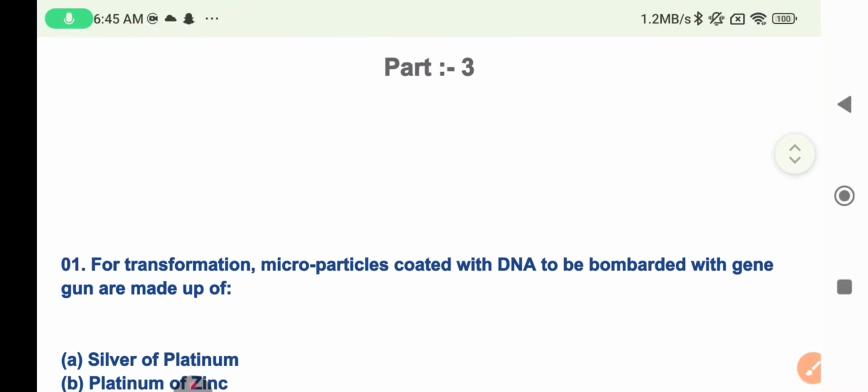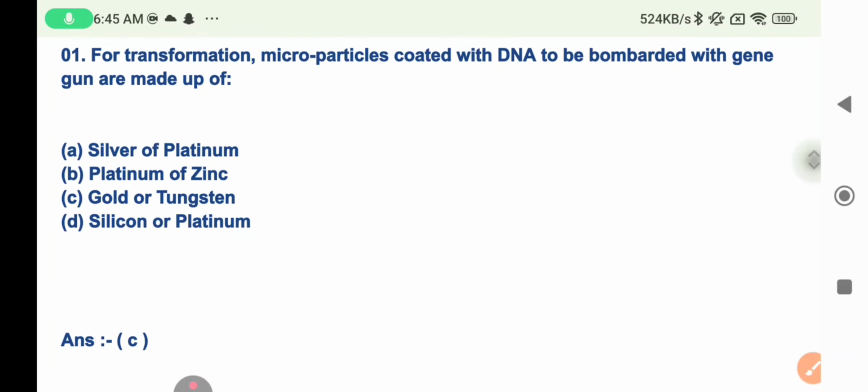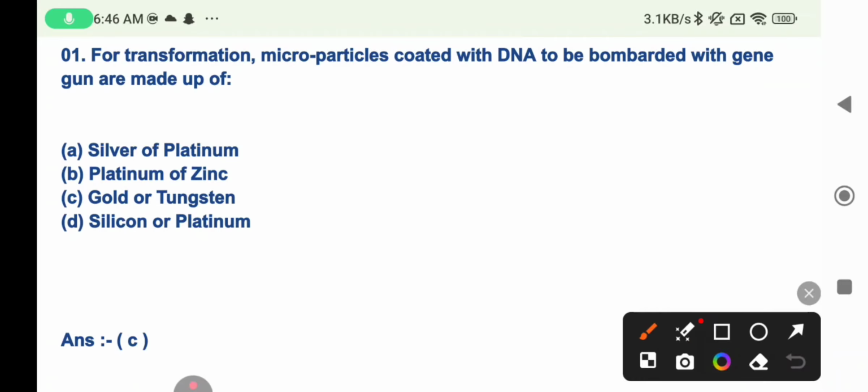And here the question number first is: for transformation, microparticles coated with DNA to be bombarded with gene gun are made up of, and here the options: option A silver or platinum, option B platinum or zinc, option C gold or tungsten, and option D silicon or platinum. And the correct answer is option C, gold and tungsten.